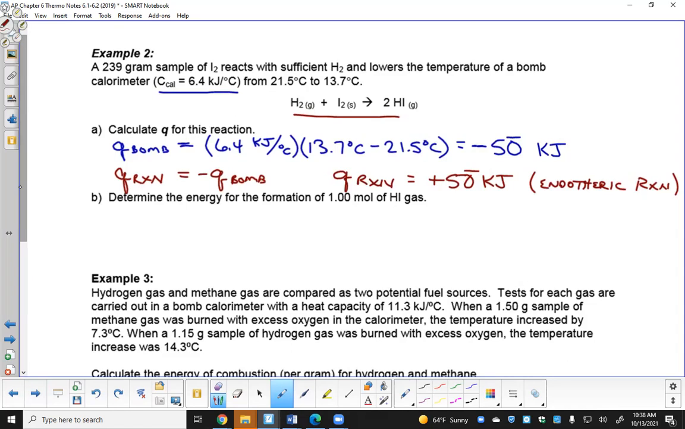The second thing is to try to make this into a thermochemical equation by relating our Q values to our delta H values. So determine the energy of formation when 1 mole of hydrogen iodide gas is produced.